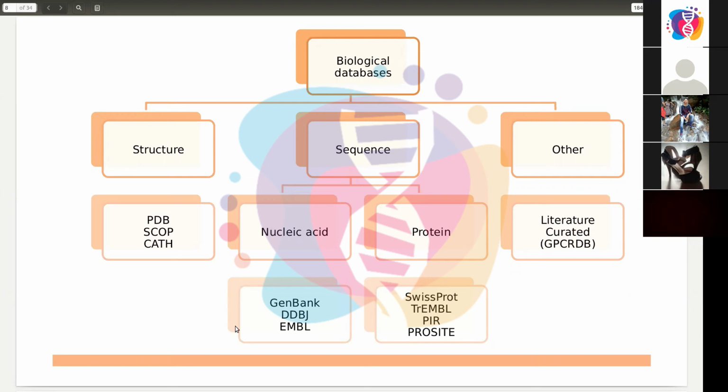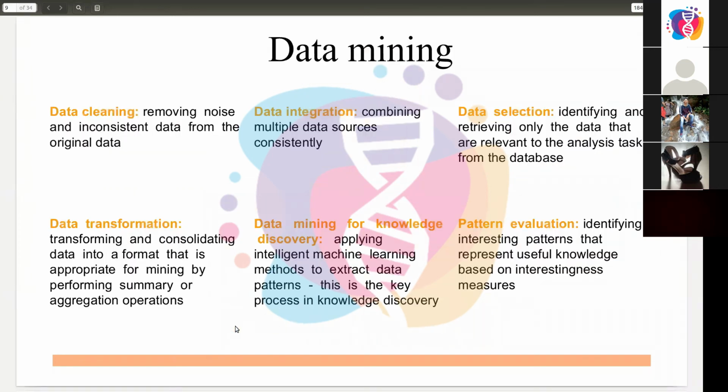Now, data mining in itself is an entire arena of different topics. Data mining in itself can be a different entity or a different project altogether, or a subset of bioinformatics, right? So data mining includes various steps, which I'll be covering now. The first step being data cleaning.